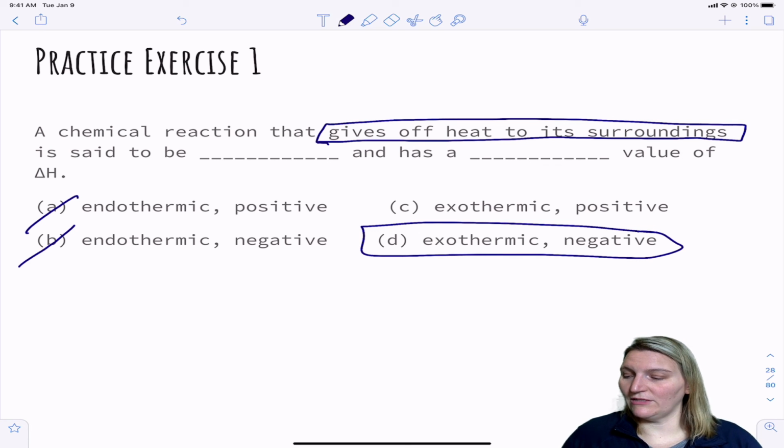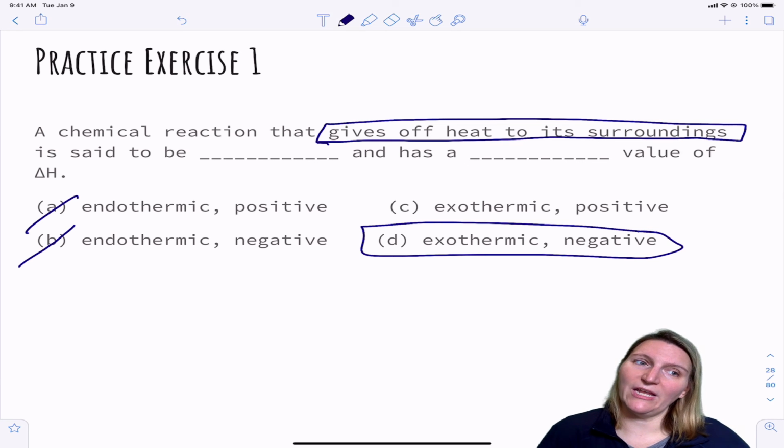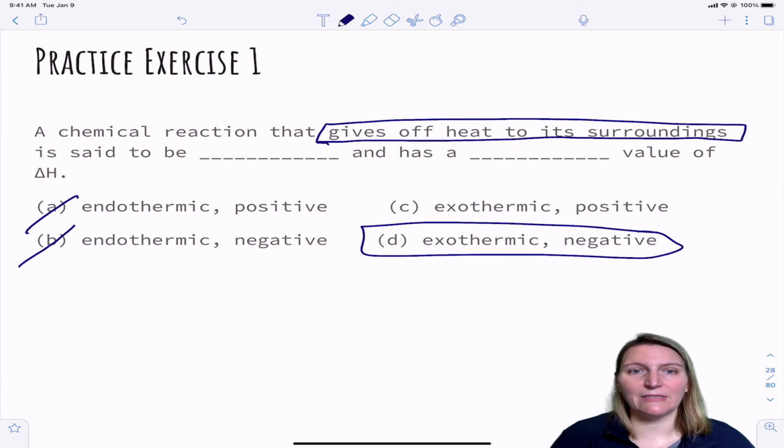So that's just the start of talking about enthalpy and differentiating it between Q and delta E. But from now on, we're just really going to focus on enthalpy for the rest of this unit.